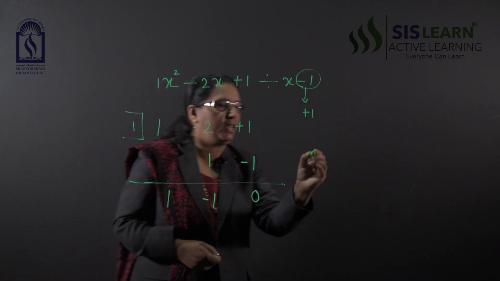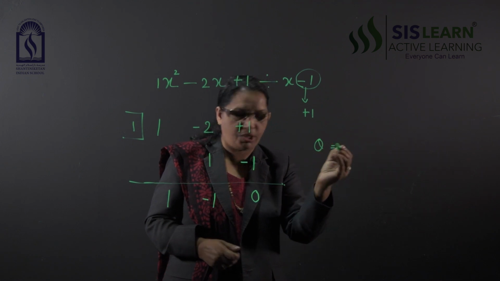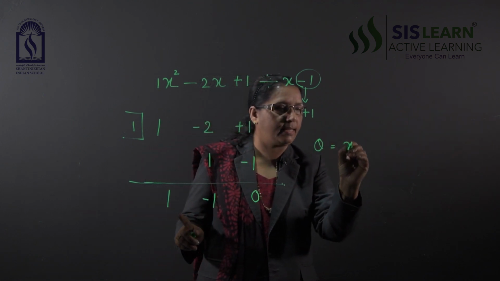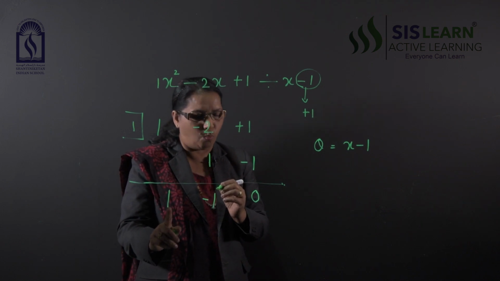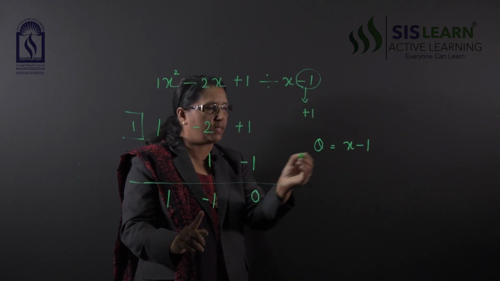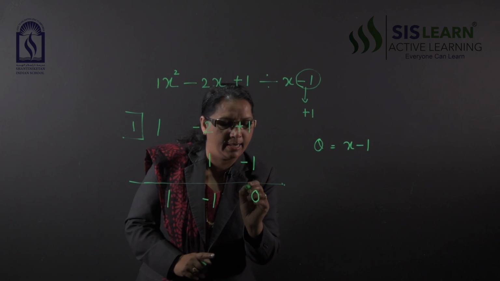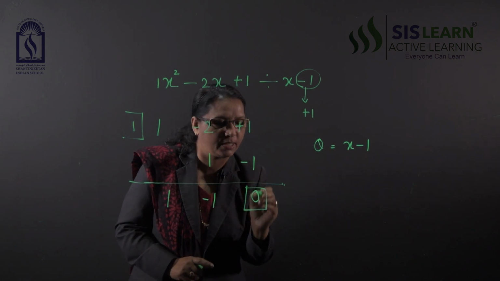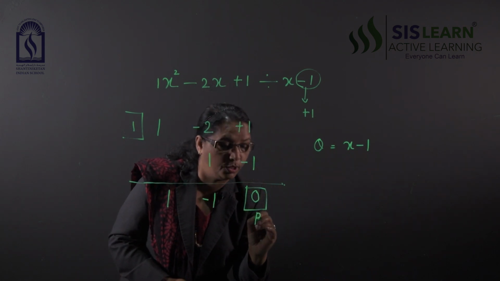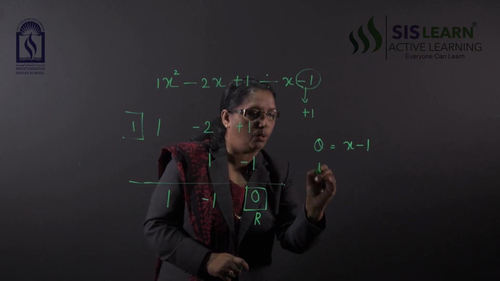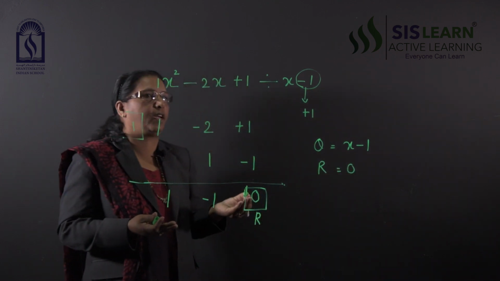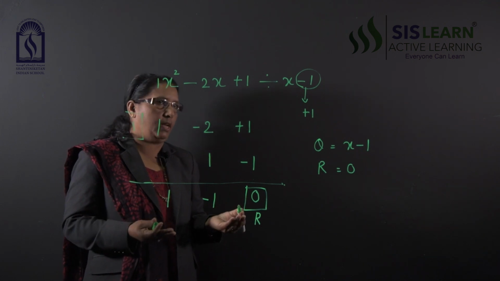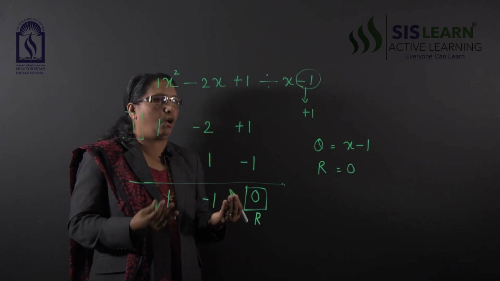Now the quotient directly we can write, quotient equals x minus 1. Here we can see 1. So this is 1x minus 1 or simply x minus 1, and this number which comes at the last is going to be the remainder. So remainder is equal to 0. See how easily we can do it by taking the coefficient. Now let us see another question of the same type.